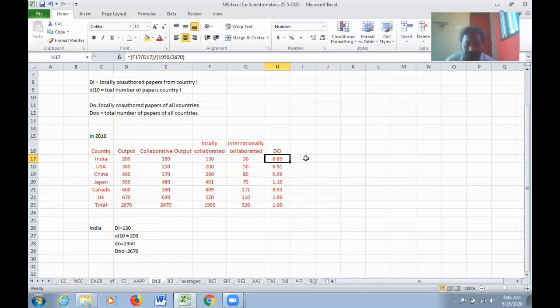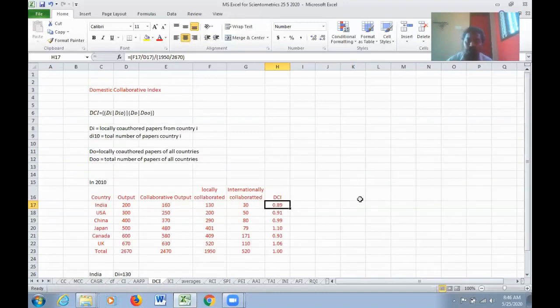Okay. So this tells you, while you are comparing the world average in terms of locally collaborated research output, where do we stand? If you compare the DCA of other countries, you can see here, USA 0.91, Japan it is 1.10 because out of 480 collaborative papers, 401 are locally collaborated. So their DCA is higher in number and it is more than the world average. Fine. So this we can calculate domestic collaborative index.